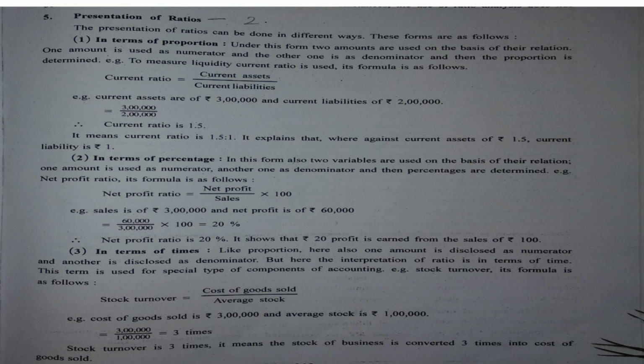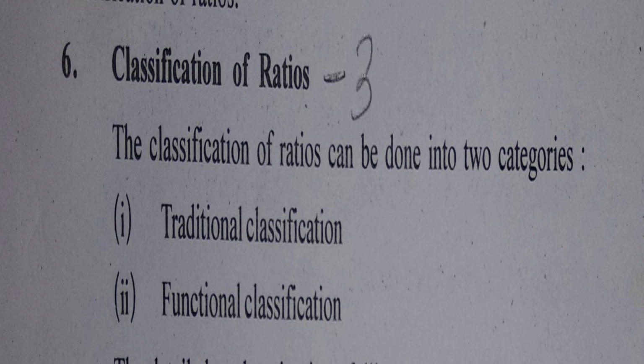The examples are given for all 3 concepts here, which we are not going to understand for now. You just have to understand that ratios can be presented in 3 ways: proportion, percentage and in terms of times. There is no other detail required here. So moving ahead, on the next page itself, 214 in your textbook, it says classification of ratios. Classification of ratios can be done in two categories: traditional classification and functional classification.